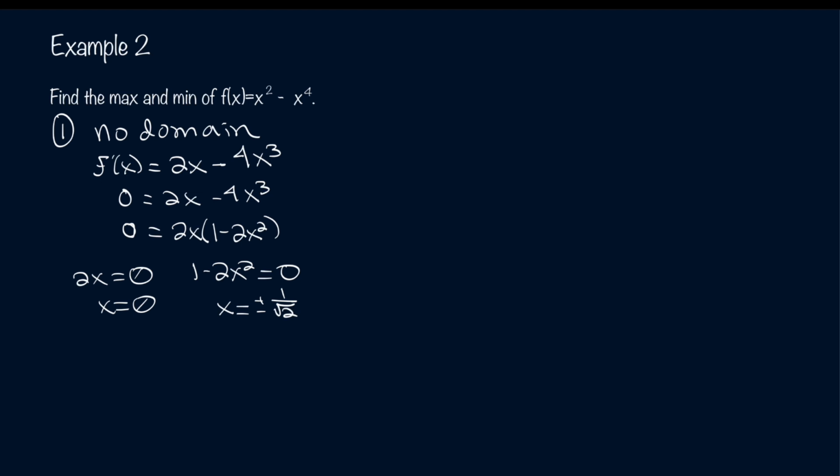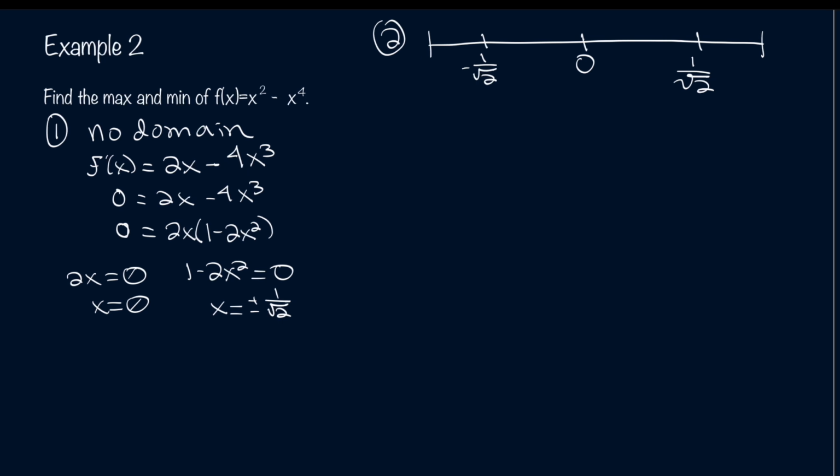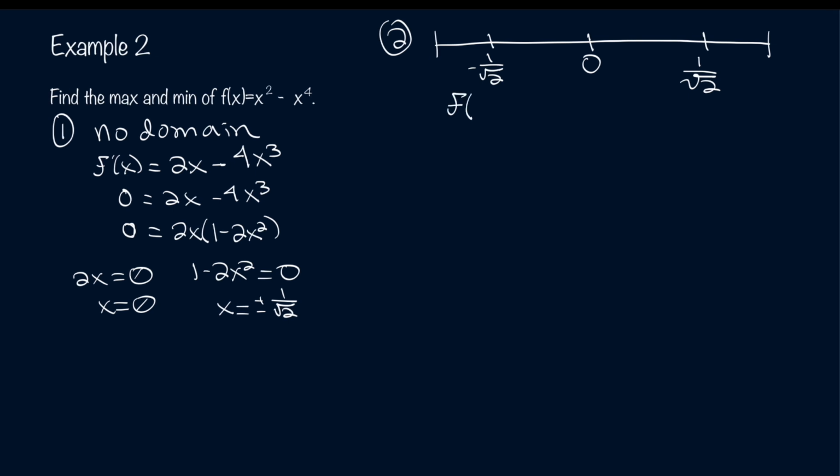So for step 2, we are going to make our number line. So we have negative 1 over square root 2. We have 0, and then we have 1 over the square root of 2. And if you remember, what we're going to do is plug that into our original equation. And feel free to pull out a calculator to do this, or do it by hand, either way. We're going to get 1/4, and then f of 0 is going to be equal to 0. f of 1 over square root 2 is also going to equal 1/4.